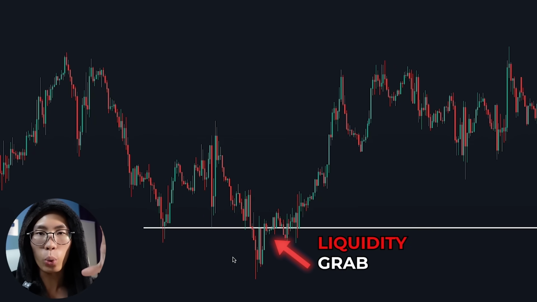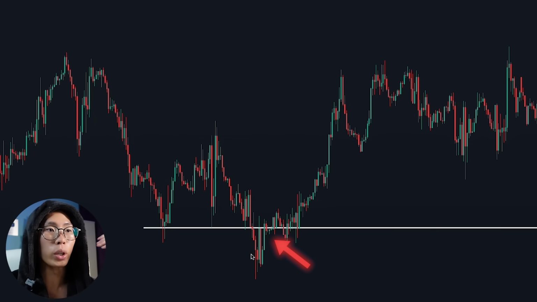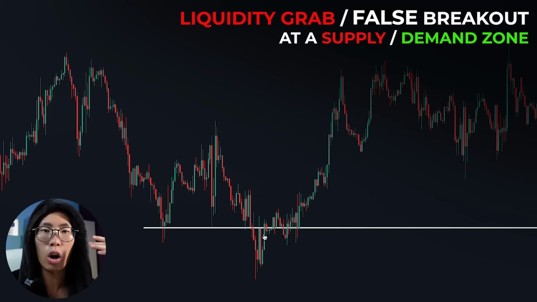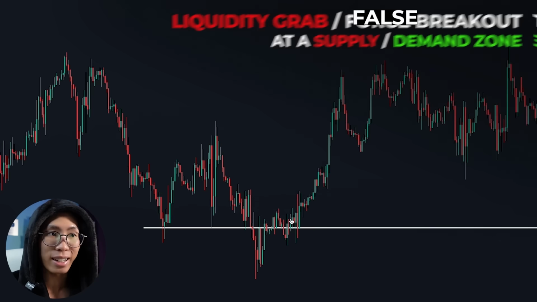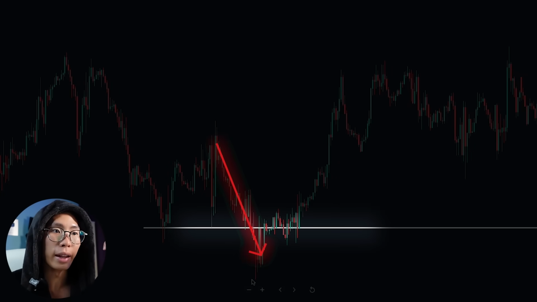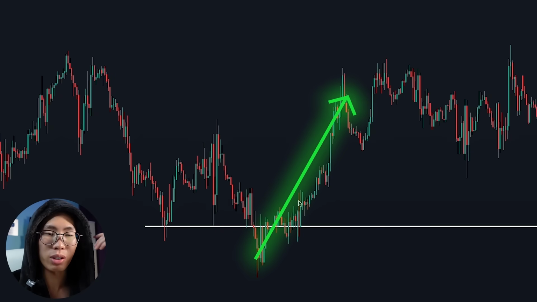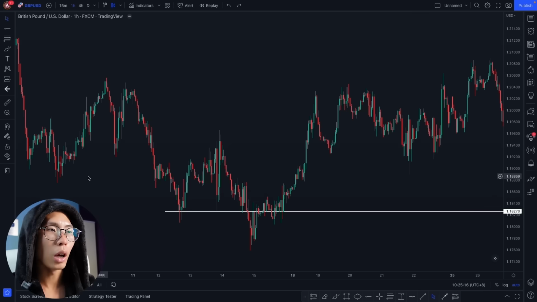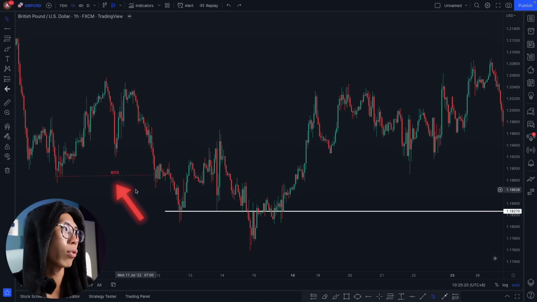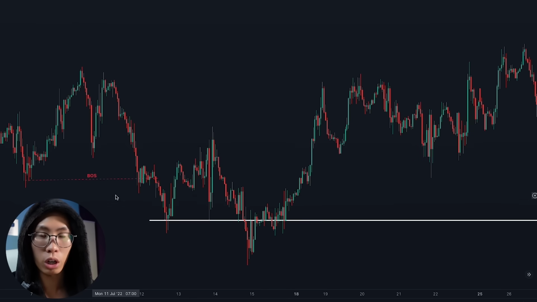So the first thing you want to look for is for price to give us a liquidity grab or a forced breakout at a supply or demand zone, which is exactly what price gave us here. Price broke through the support level, and then it just went back up. So this was a very clear forced breakout, or what I like to call a liquidity grab. Now you can even mark up your break of structure here, and the next thing you want to look for is a change of character.